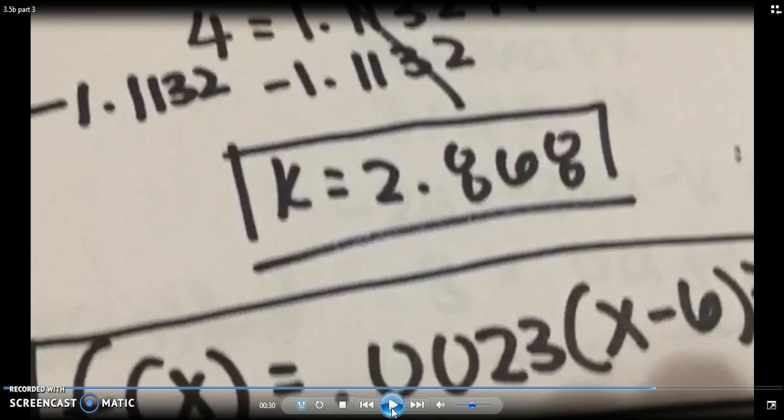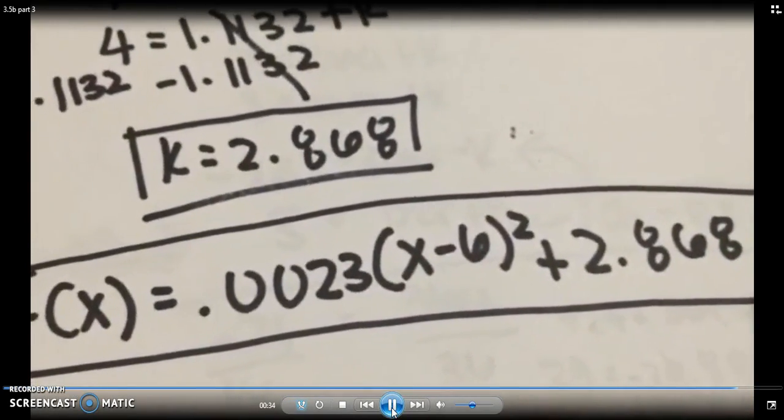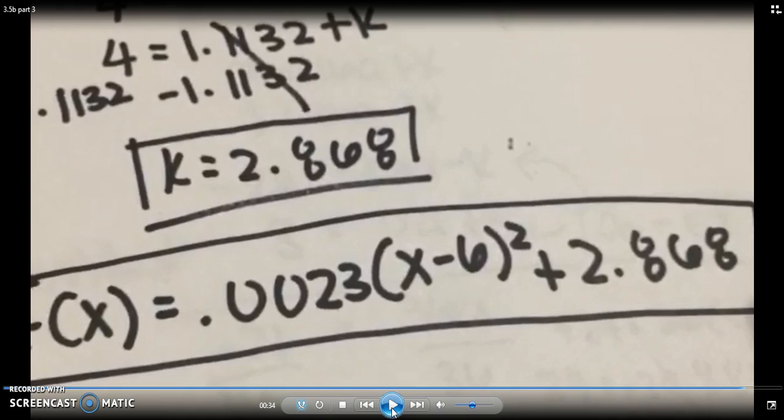Now, since I have all of my variables, I'm just going to plug them into the equation f of x equals a parentheses x minus h parentheses squared plus k. So f of x equals 0.0023, your a, parentheses x minus 6, your h, parentheses squared, plus 2.868, which is your k.